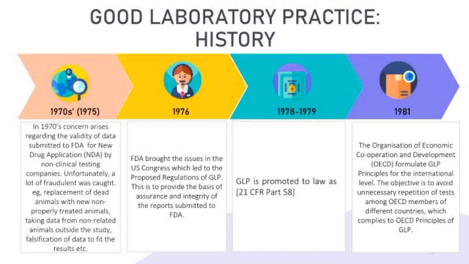The FDA was outraged and brought the issue to the U.S. Congress. Therefore, in 1976, they came up with the proposed regulation of GLP. This is to provide the basis of assurance and data integrity for all the results submitted to FDA.